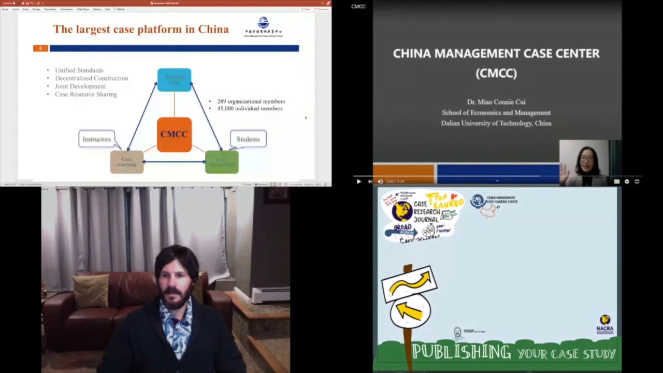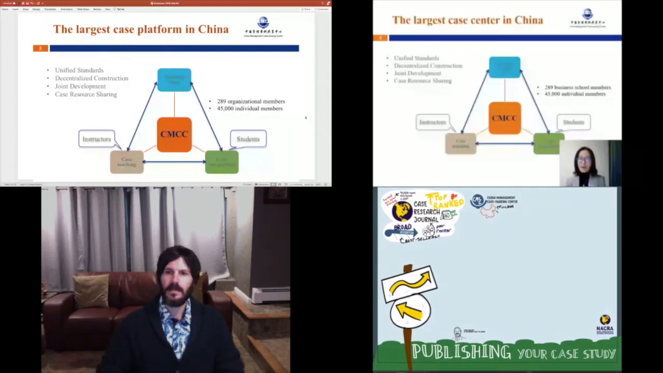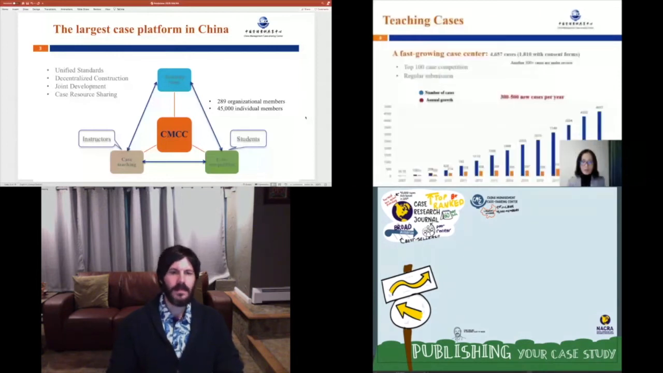We altogether have 289 business school members and 45,000 individual members. CMCC and these members hold unified standards. We adopt decentralized construction, joint development, and case resource sharing modes in the development of CMCC. Our activities primarily include teaching case collection and distribution, case teaching training for instructors, and students' case analysis competition. CMCC is a fast-growing case center. We altogether have more than 4,000 cases, among which 1,810 cases are with consent forms.